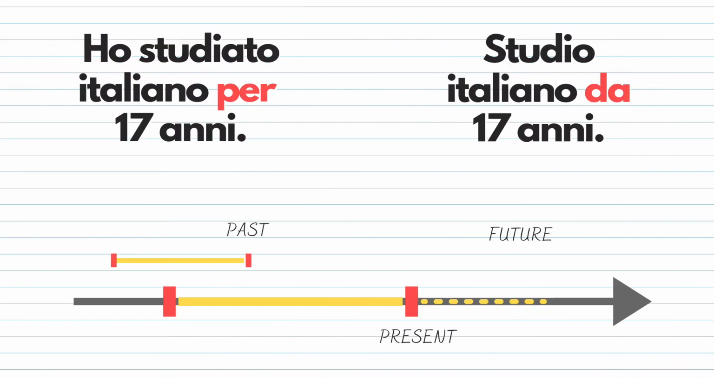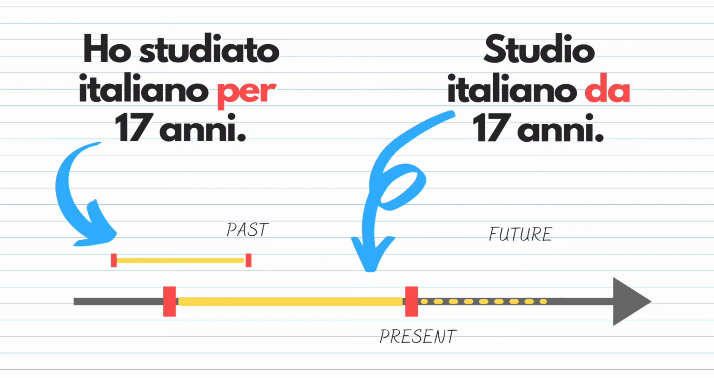Well, in the one with da, I'm saying that I started studying Italian 17 years ago, but I'm still doing it right now in the present. But in the one with per, I'm actually saying that I studied Italian for 17 years, so a very specific, a limited amount of time. But now, I don't do it anymore. I don't know exactly when I started studying Italian or when I stopped, but I did that specific action for 17 years. But now I stopped. Which is a shame, by the way, because you should keep studying Italian forever.